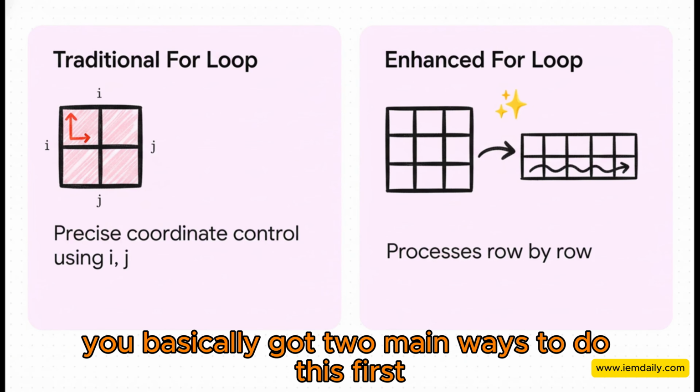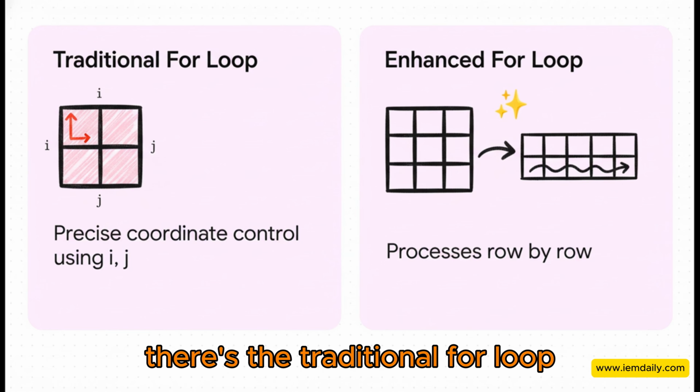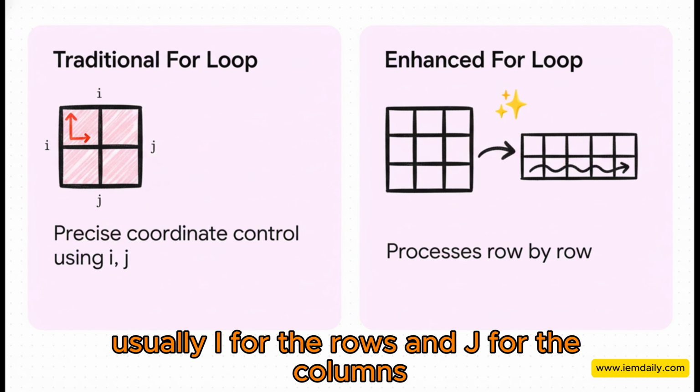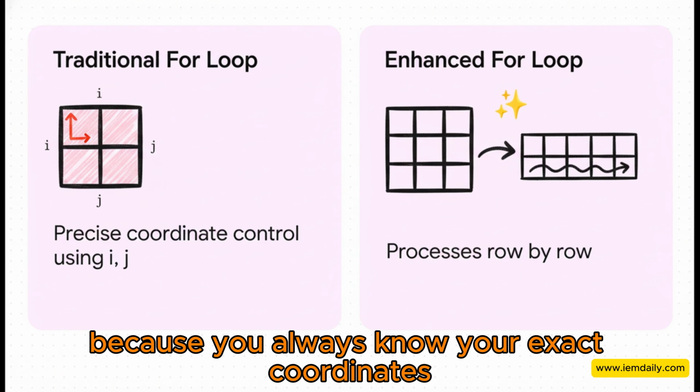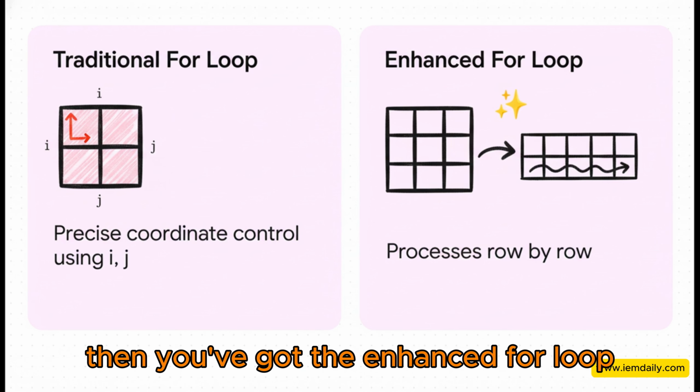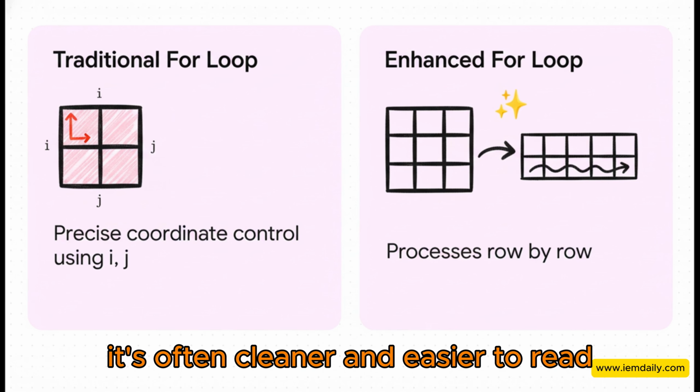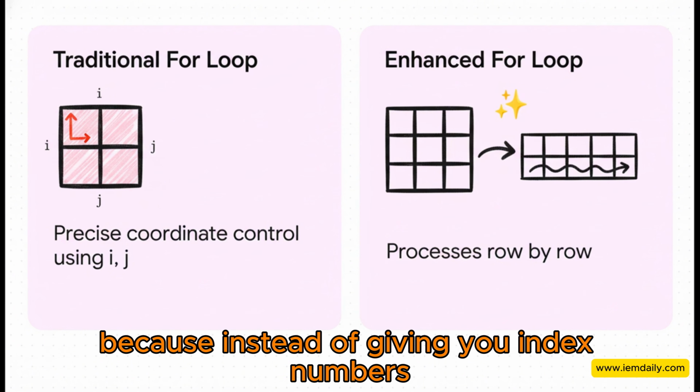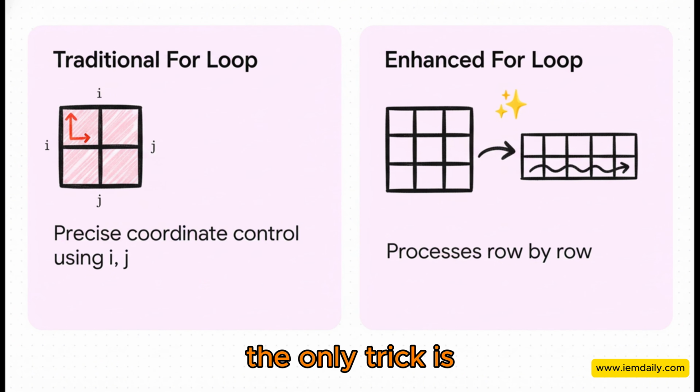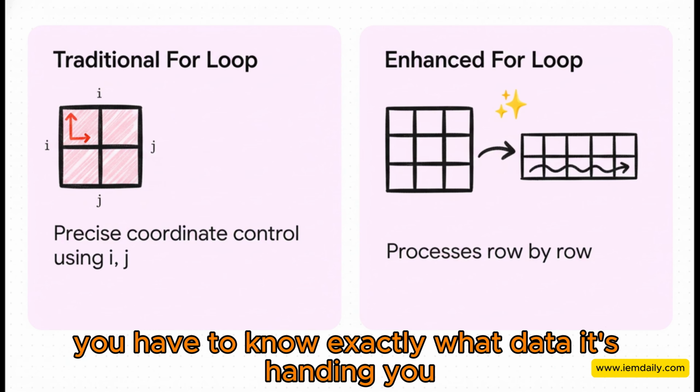And in Java, you basically have two main ways to do this. First, there's the traditional for loop. This is the one where you use counters, usually i for the rows and j for the columns. This gives you total control because you always know your exact coordinates. Then you've got the enhanced for loop. It's often cleaner and easier to read because instead of giving you index numbers, it gives you the data directly. The only trick is you have to know exactly what data it's handing you.